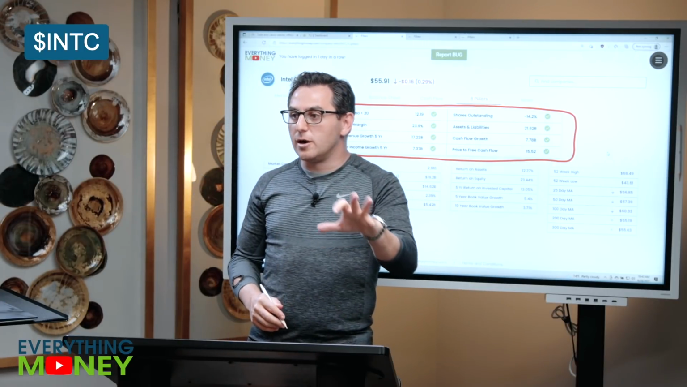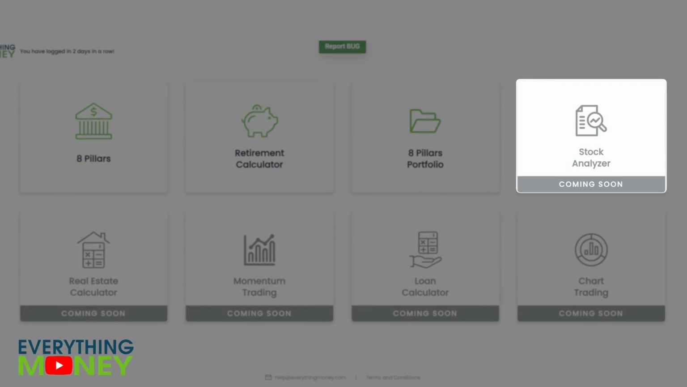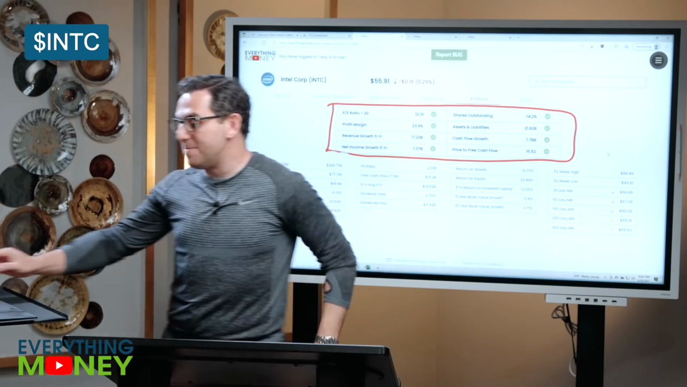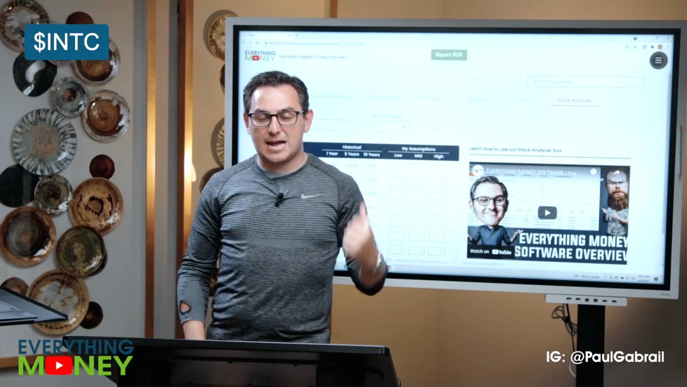So with our software, from popular demand, we have created a stock analyzer tool. This is not available yet in our software. It'll be available in the next month, but we have it in beta mode and I will pull it up right now. All right, so this is the stock analyzer tool.